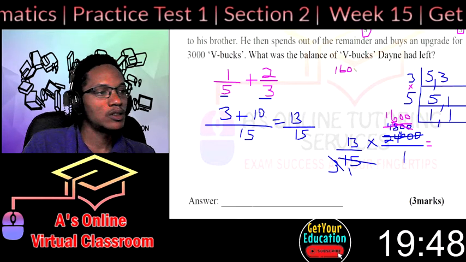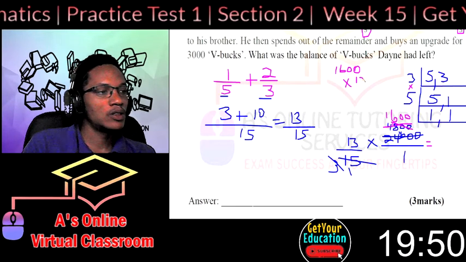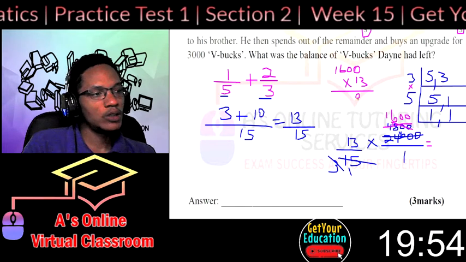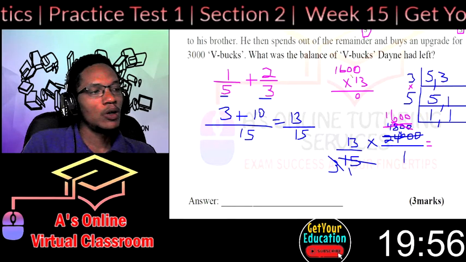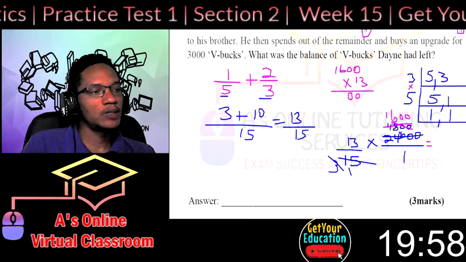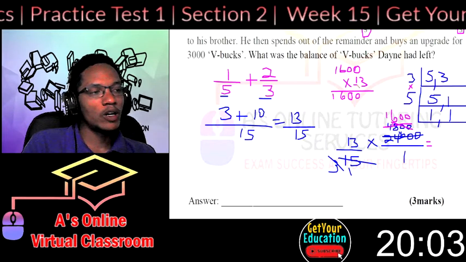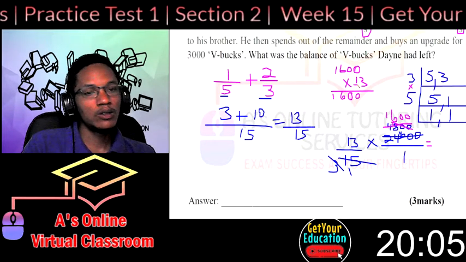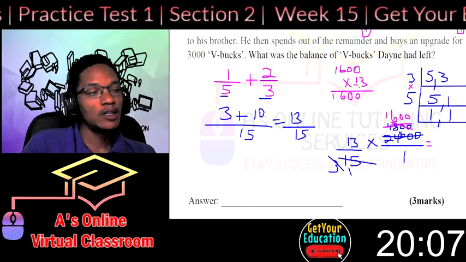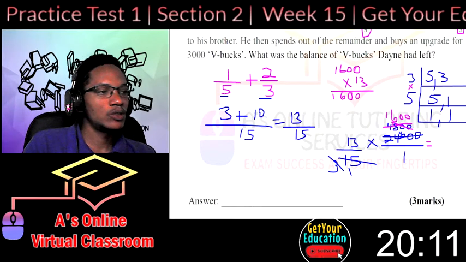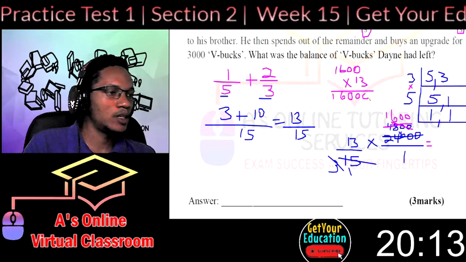1,600 times 13. Smaller number below. 1 times 0 is 0. Under the 1, I put my first 0. 1 times 0 is 0. 1 times 6 is 6. 1 times 1 is 1. And because this is not 1 I'm multiplying, this is 10, or the 10s, in the tens position, I have to add a 0 under the 3 here in the same line.